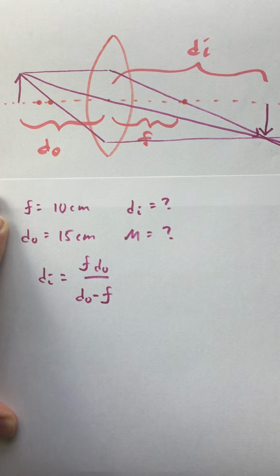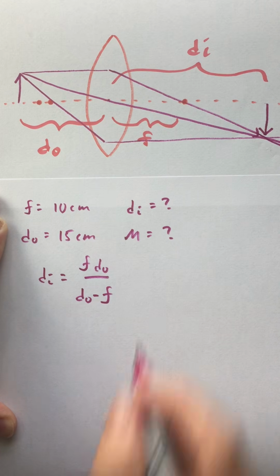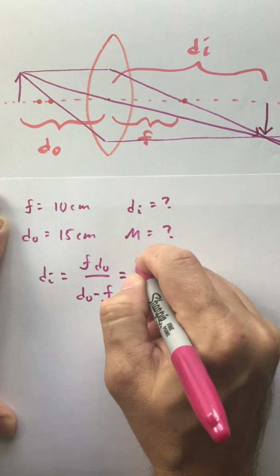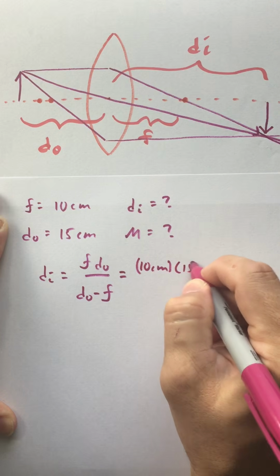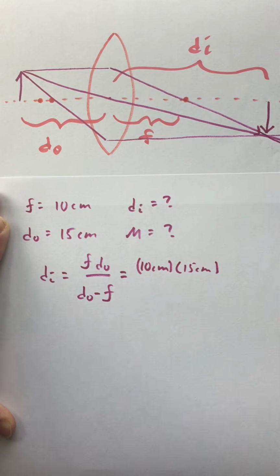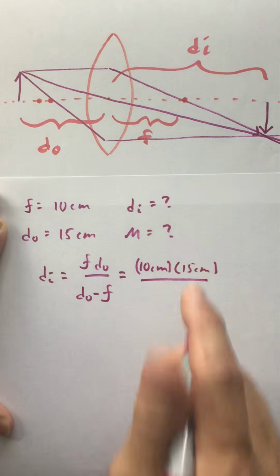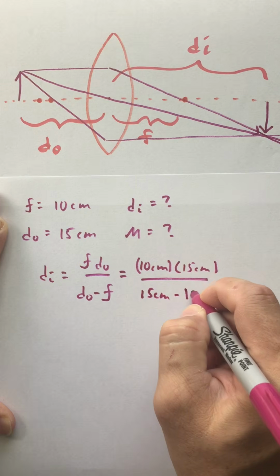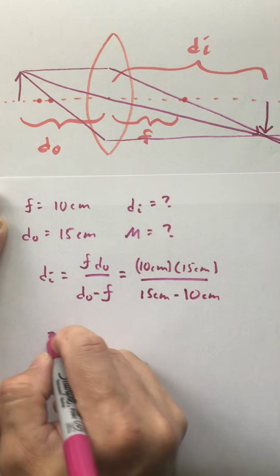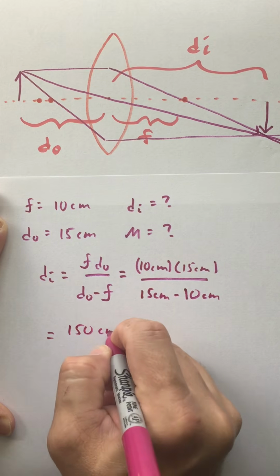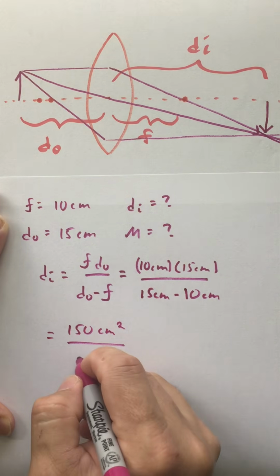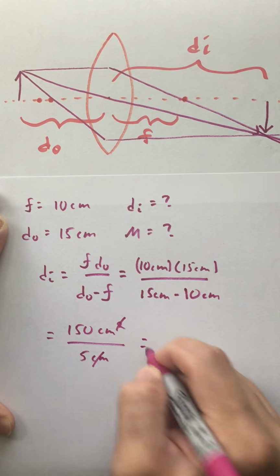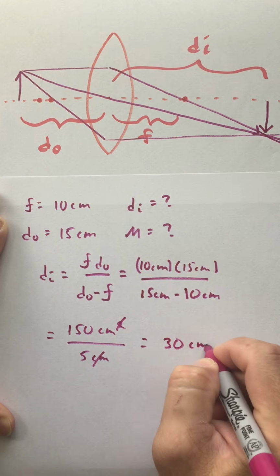So I'm going to have to keep track of units. I'm going to have to keep track of any negative signs that come around. If I plug in numbers here, though, I've got 10 centimeters times 15 centimeters. Make sure I'm still in frame. Good. Divided by distance to the object, which is 15 centimeters, minus focal length, which is 10 centimeters. Out of that, I get 150 square centimeters in the numerator, 5 centimeters in the denominator. One of these units will cancel. It looks like I get 30 centimeters.